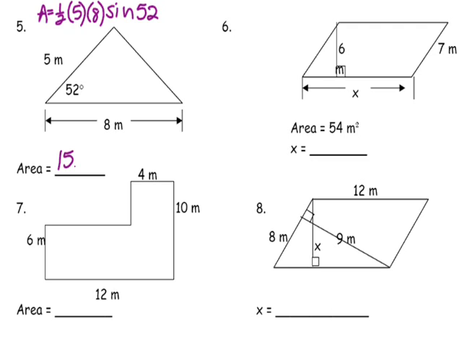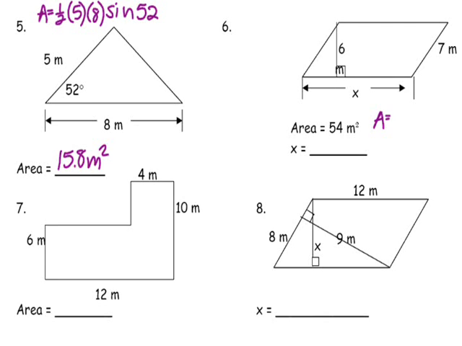And you should have gotten about 15.8 meters squared. All right, moving on to question 6. So here we are given the area is 54 meters, and we're given the altitude is 6, and this side edge is 7, and we're looking for the base.